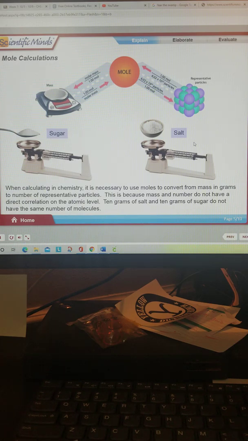When calculating in chemistry, it is necessary to use moles to convert from mass in grams to number of representative particles. This is because mass and number do not have a direct correlation on the atomic level. 10 grams of salt and 10 grams of sugar do not have the same number of molecules.